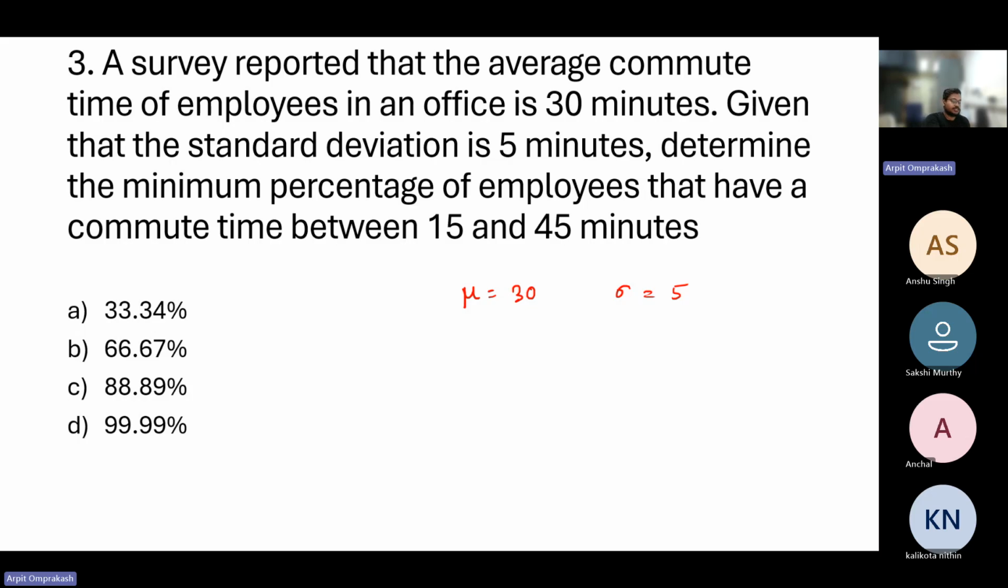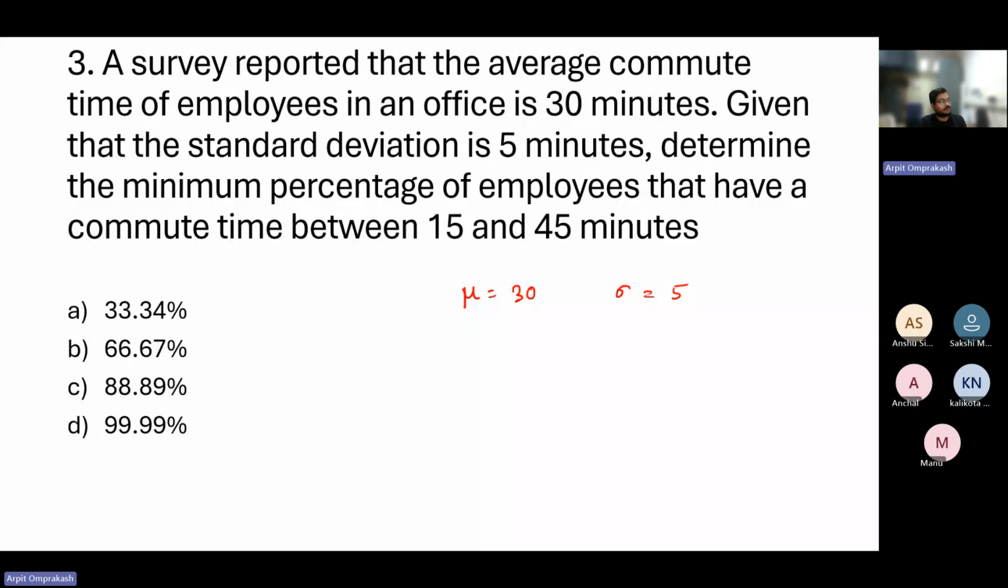So in questions like this, where we are asked to identify the percentage of employees or percentage of people within a given range, what we generally would need to do in this course is basically use Chebyshev's theorem. What it says is that if we are looking at a distribution, any general distribution, it doesn't have to be normal, and we have the mean, and let's say we have a standard deviation around it.